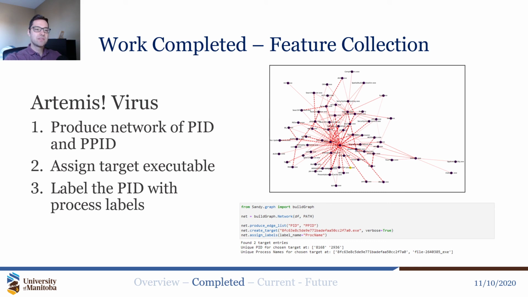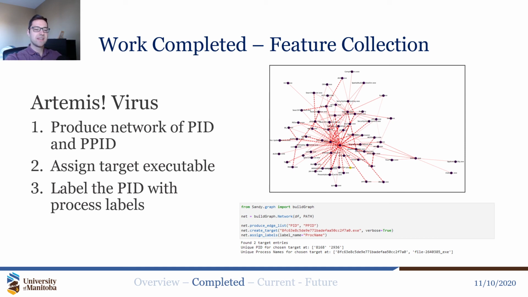So in the bottom right, what we have is we build a graph object of our environment, and we produce an edge list using two keywords, process identifier and parent process identifier. This is just to say, let's create an edge and node list of all the parent process IDs and create that node framework.